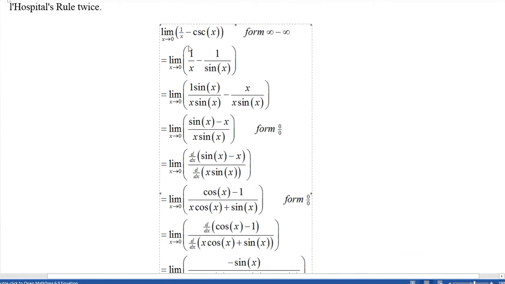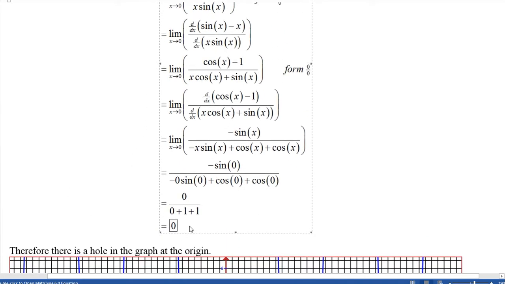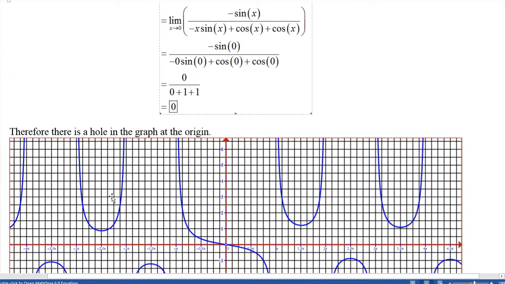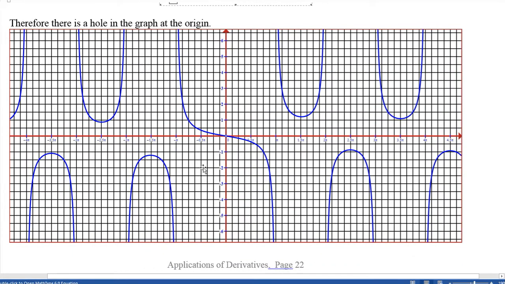So this is the limit as x approaches 0, and notice we didn't have to worry about one side being different than the other. So this, in fact, is a hole at the origin on the graph, and here's a graph in Graphmatica, and sure enough, it graphs it correctly with a hole right there at the origin. You can see that.